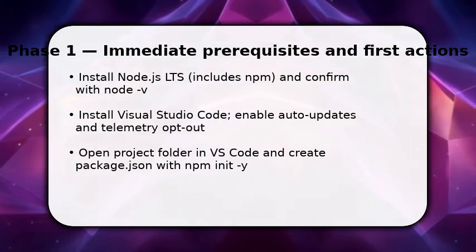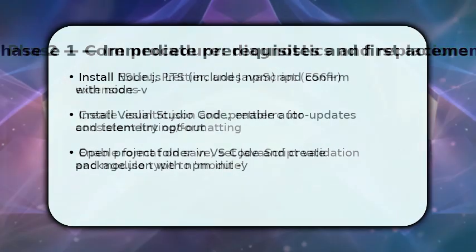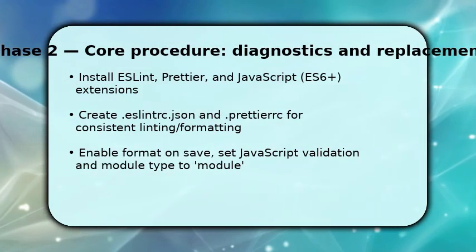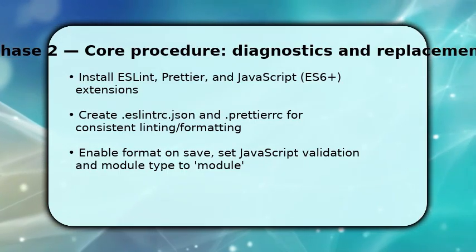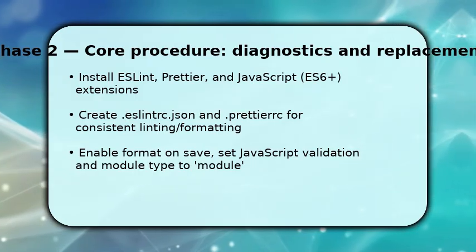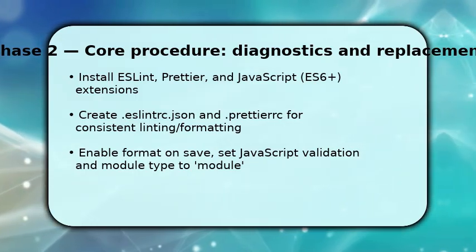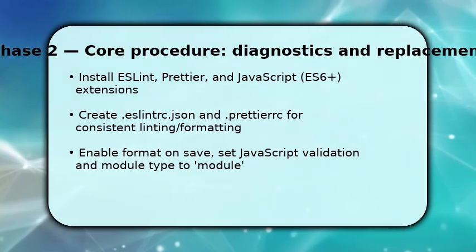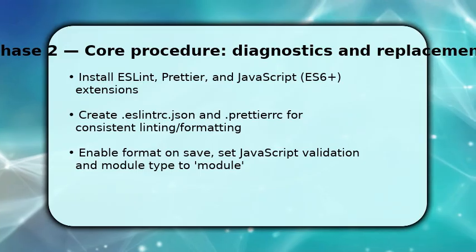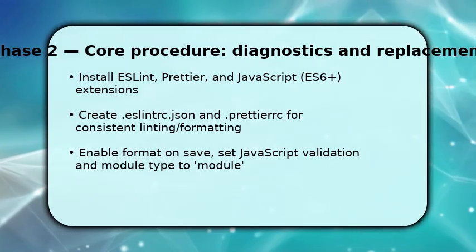Now configure the editor to enforce standards and improve feedback quality. Install ESLint and Prettier extensions because linting plus formatting prevents style drift and runtime mistakes. Then create .eslintrc.json and .prettierrc files so rules are consistent across machines. Tie ESLint to Prettier in settings to avoid rule conflicts.